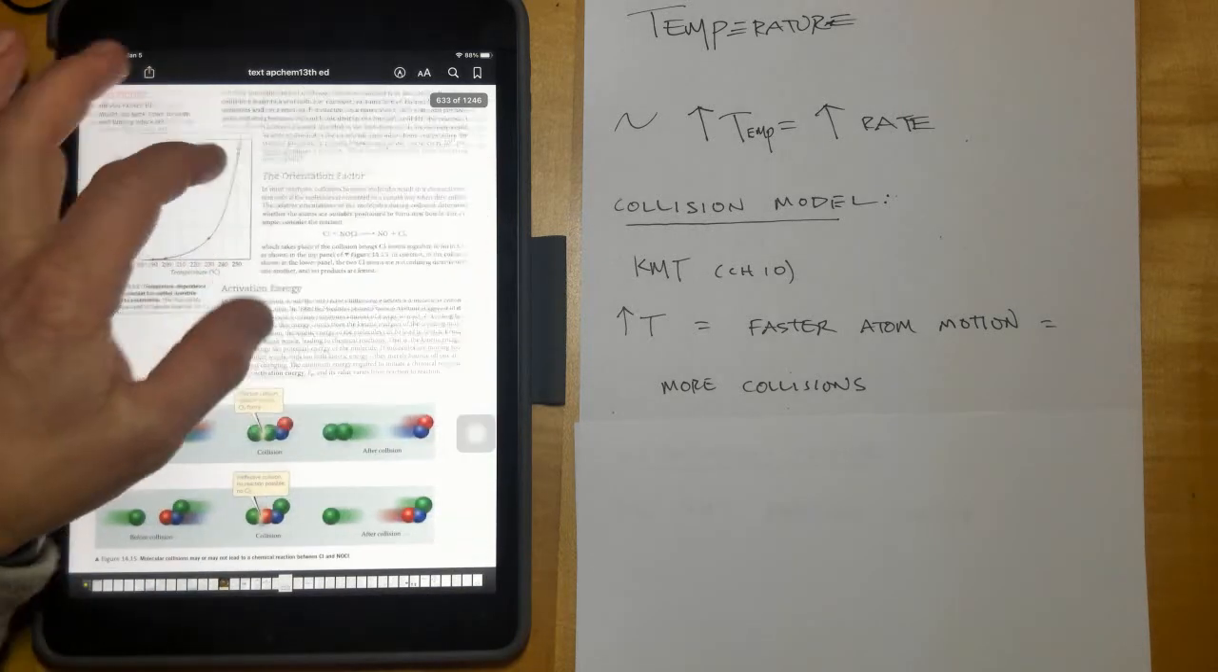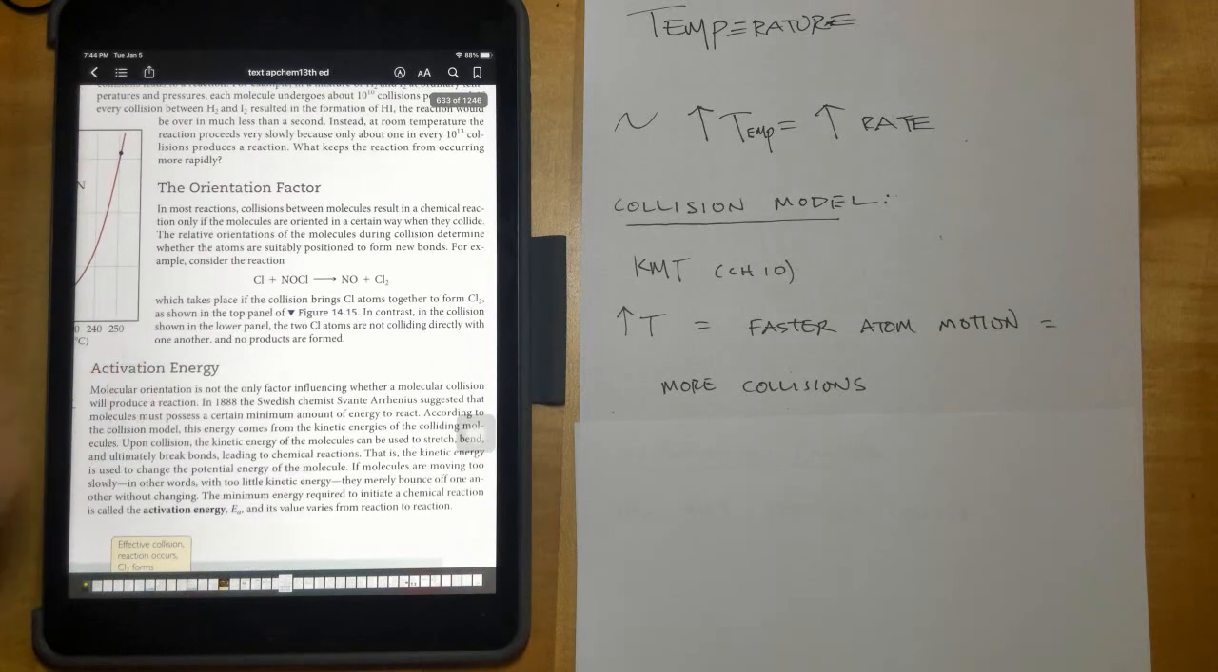Now, that's not the only factor that decides whether a reaction will take place. And there's a second piece, and a third as well. This second one's called the orientation factor. And this one just means the way the particles collide. And they have to collide in the correct orientation for them to react.